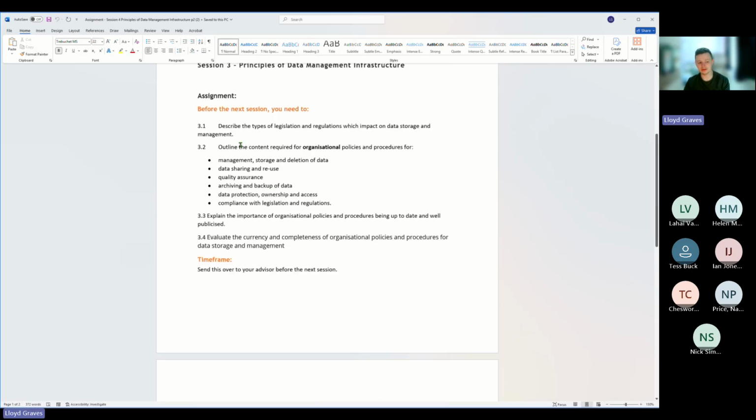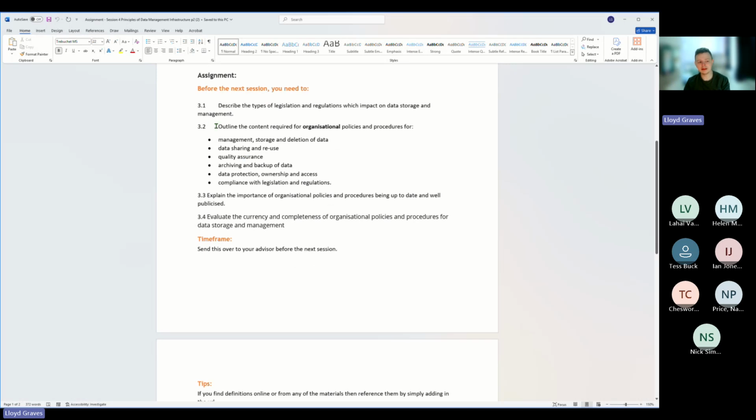So we need to make sure you cover, for 3.2 then, outline the content required for organizational policies and procedures for, and like I say, this is a 6-part criteria. So if you go in one file, these will be A, B, C, D, E, and F. So basically it's doing what I did earlier on in the slides. Look at each one and tell me what you would expect to see in this.